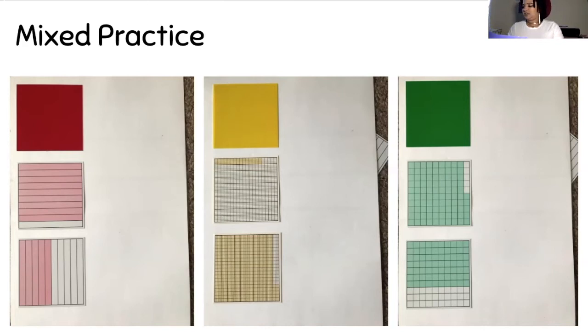I don't know if you'll be able to see this, but we'll try it. So I have 9 shaded in. And there are 10 altogether, so 9 tenths.